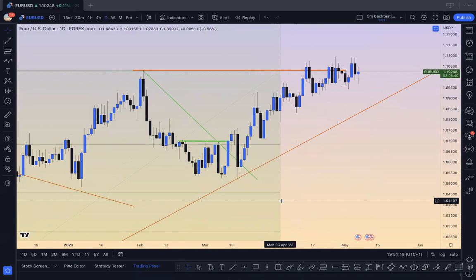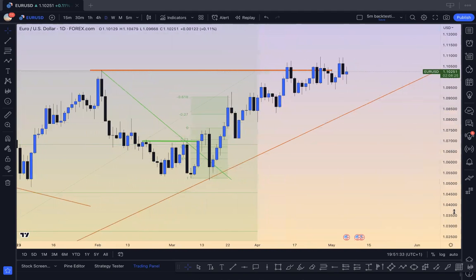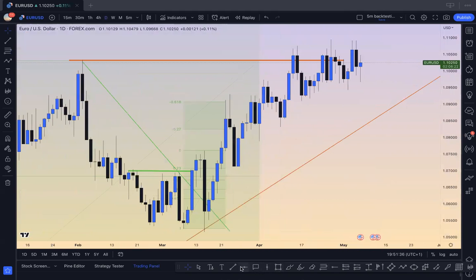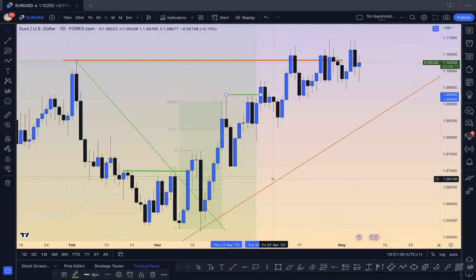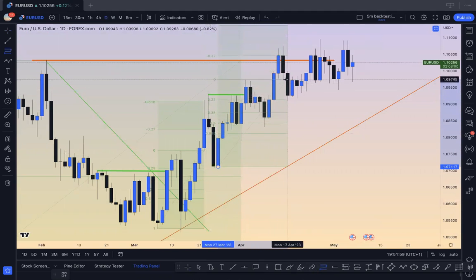Now, the fib going up was from here, break of structure, retracement to 100%, negative 61.8, and this fib is finished. Then we were waiting for something to happen, because it could have reacted to this and then fallen. This is the new break of structure, and this was the impulsive move. So I've got another fib that goes from here, to the impulsive move, to here.